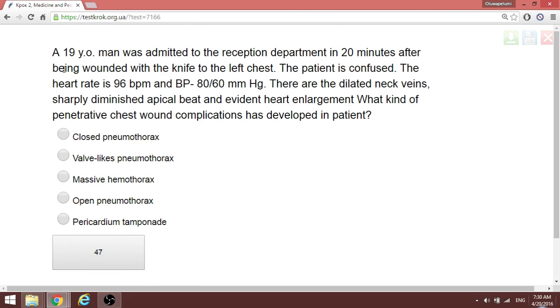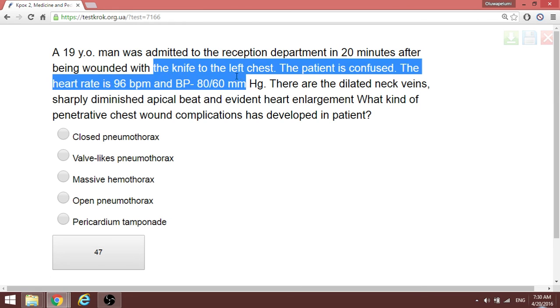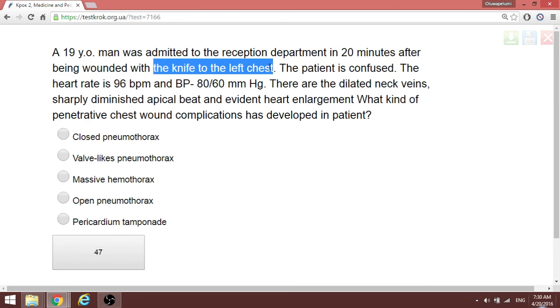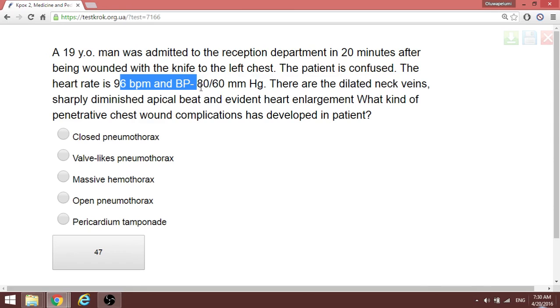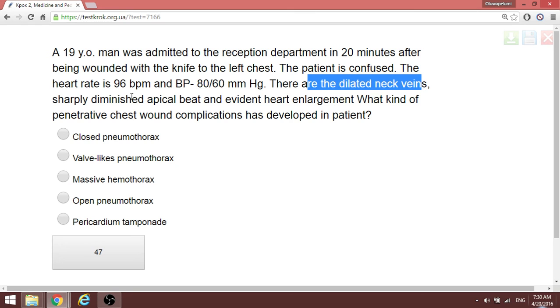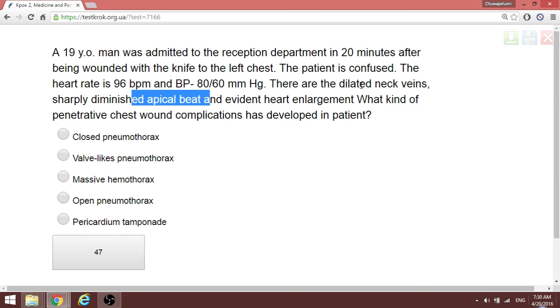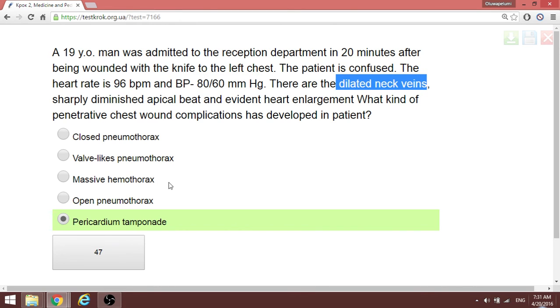All right. A 19-year-old patient had knife trauma to the left chest. That's intentional, to point our attention to the heart. And the heart rate is 96, blood pressure 80/60. Assuming this is not going to the heart, you might be thinking of valvular pneumothorax, but this is not about pneumothorax, this is about the heart. You see, you have dilated neck veins, sharply depleted. So this is pointing out that the heart is swimming in its own fluid. This is typical for pericardial tamponade. It can be a result of penetrative injuries of trauma. In pericardial tamponade, you have shock and you will have dilated neck veins.